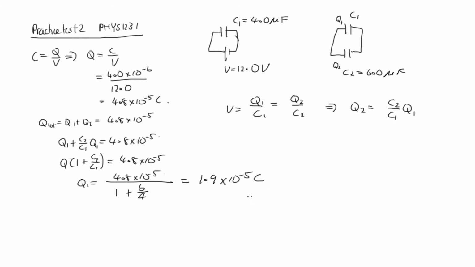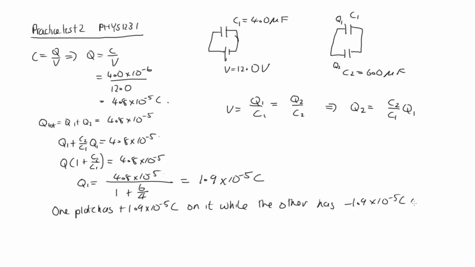Now the question specifically said, what charge is stored on each plate of C1 now? So what we mean by this is that this plate has plus 1.9 times 10 to the minus 5, and this one has minus 1.9 times 10 to the minus 5. So we should say one plate has plus 1.9 times 10 to the minus 5 coulombs on it, while the other has minus 1.9 times 10 to the minus 5 coulombs on it.